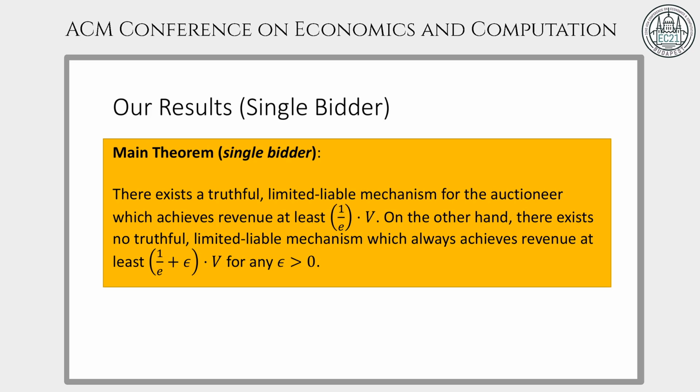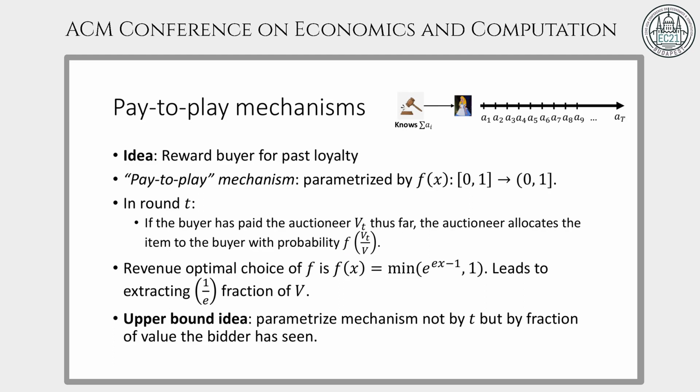Great. So I'll begin by giving a brief overview of the techniques which go into this result, and the mechanism which achieves this result. And this mechanism which achieves this result is a mechanism we call a pay-to-play mechanism. So the idea behind this mechanism is that we want to reward the buyer, in this case Alice, for her past loyalty, for buying the items in earlier rounds. So we implement this via, like we said, a pay-to-play mechanism.